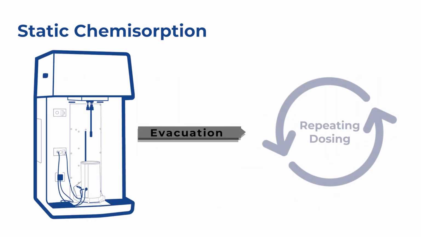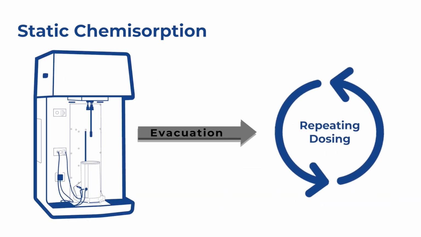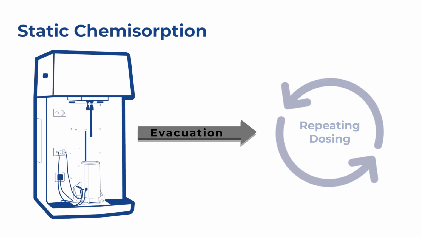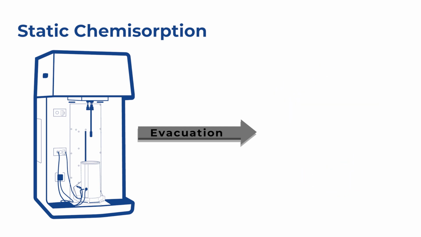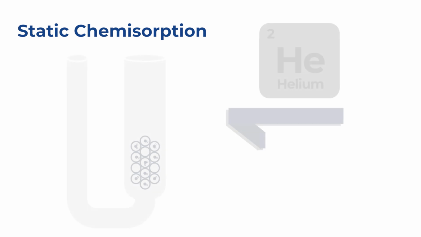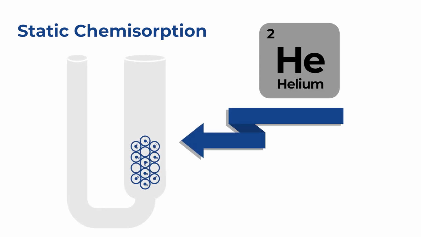Next, the system will be evacuated before repeating the dosing with the adsorptive gas. The system will then be evacuated again before dosing helium into the sample tube to measure the empty volume in the sample tube.